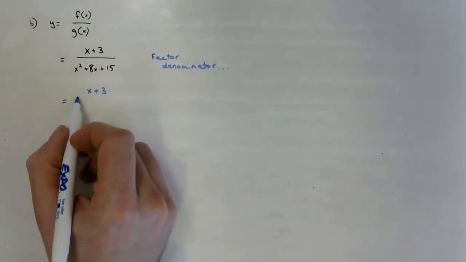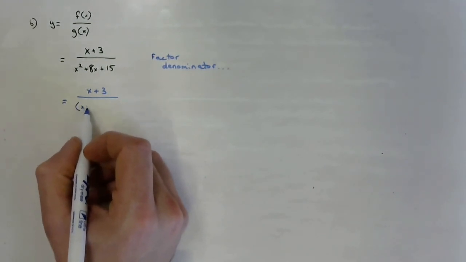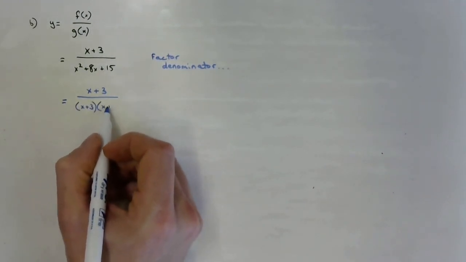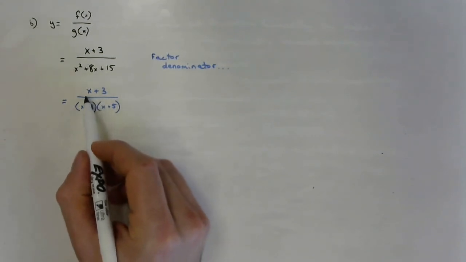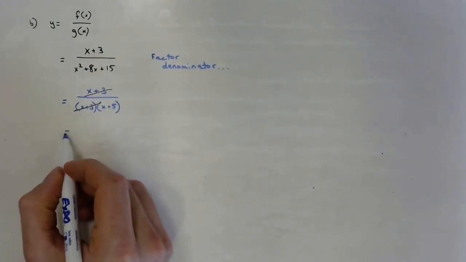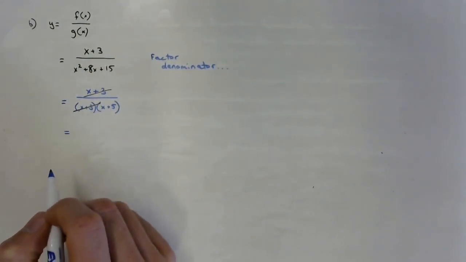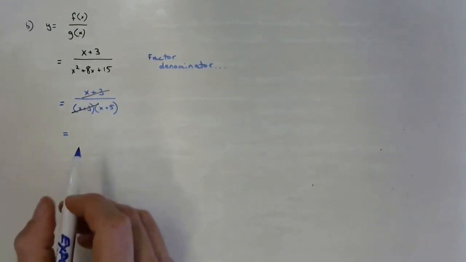So my numerator is still x plus 3. We already factored the denominator. We know it's x plus 3 times x plus 5. And now all of a sudden I have a common factor in the numerator and the denominator, which I can cancel out. What do I need to remember though as I move on to my next step? Something about denominators and variables. Well, it's a rational function now. It's 1 over x plus 5.